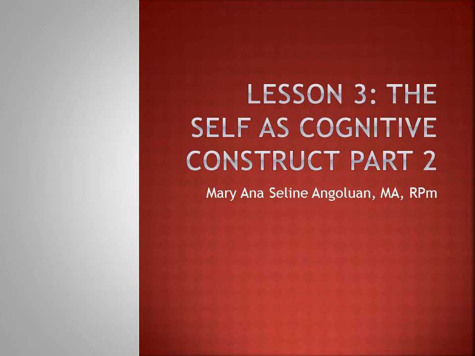So in the last video that we watched, we were able to understand the different aspects of the self as a cognitive construct. We were able to identify the difference between mental constructs and the self-schema. Now let's continue on this part. So again, in this lesson, we are going to have lesson 3, the self as cognitive construct, part 2.